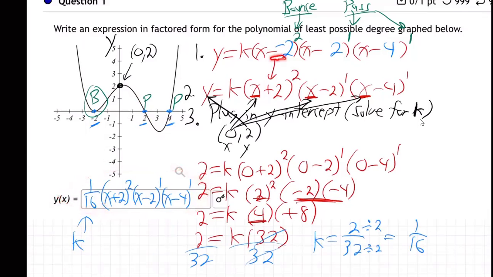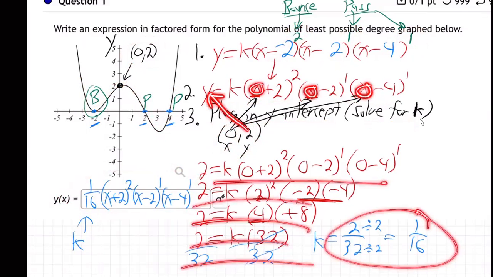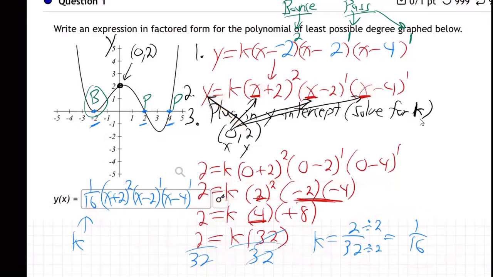So again, what do we do? x minus each of the roots or zeros. They're called places where the graph hits 0. Here, here, and here. And then the power is 2 if it bounces there. It's 1 if it passes through there. And then you clean that up, and then you plug in the y-intercept to solve for k. So the y-intercept right here, (0, 2). x is 0, y is 2. Plug in the 2 for the y, the 0 for the x's. Get that equation, solve for k. k is 1/16. That's your number in the front. There we go. Questions on that one?